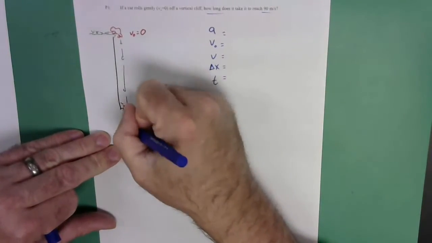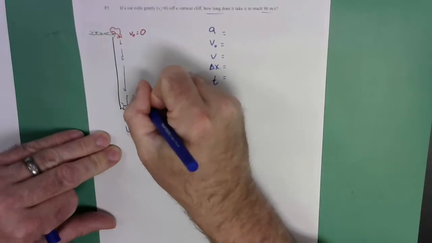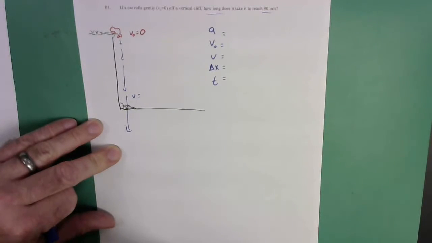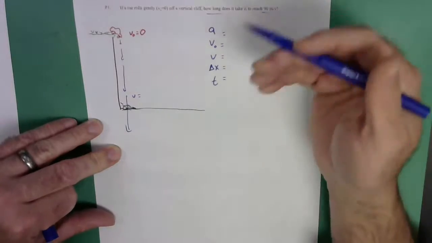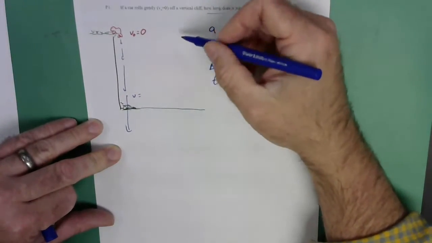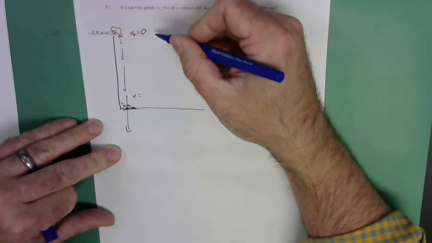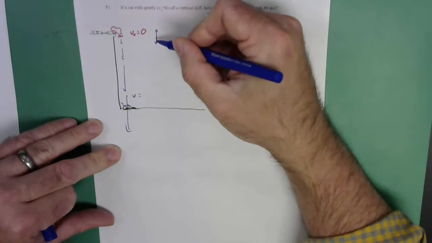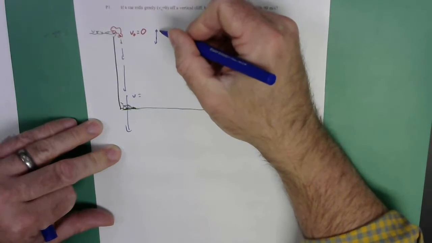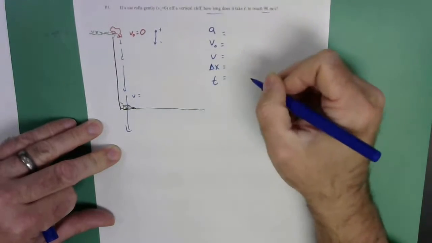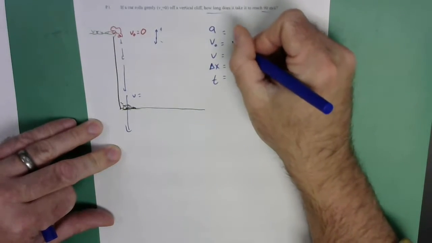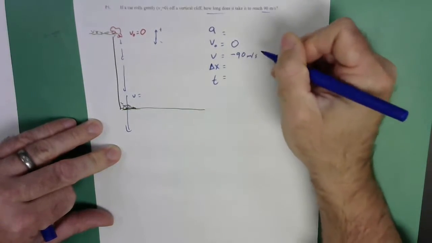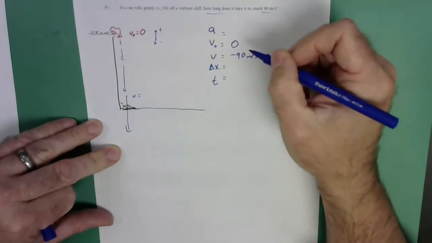At some point, it's going to reach some final speed of 90 meters per second. Technically, in a problem set, you can call whichever way you want positive, but it's a good idea to indicate that on your diagram. I'm going to try to stay consistent in these videos and always call up positive. So this final velocity I'm going to make a negative 90 meters per second, because I want to call down the negative direction.